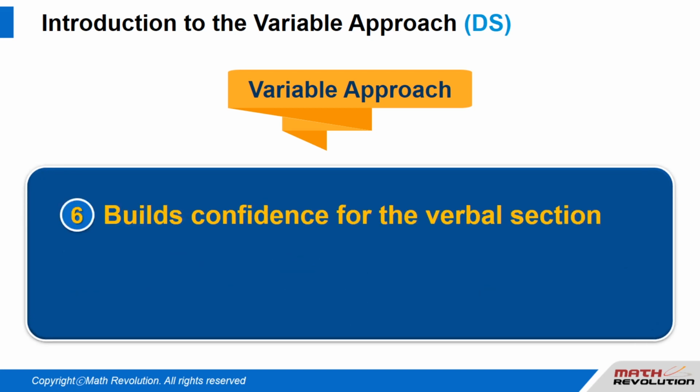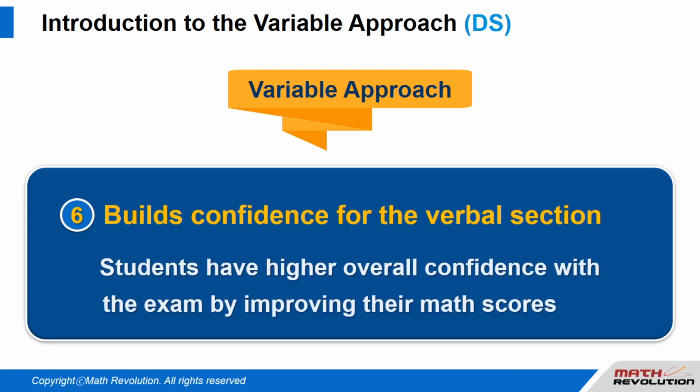6. Builds confidence for the verbal section. If students manage to improve their scores on math, they have more time to study for the verbal section. With more time to study for the verbal section, students would have higher overall confidence with the exam and improve overall scores. There are so many advantages in addition to the ones that I listed above. By using the variable approach, you can relax and even stretch your neck during the exam.